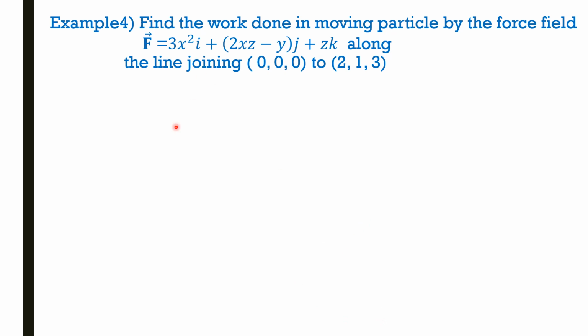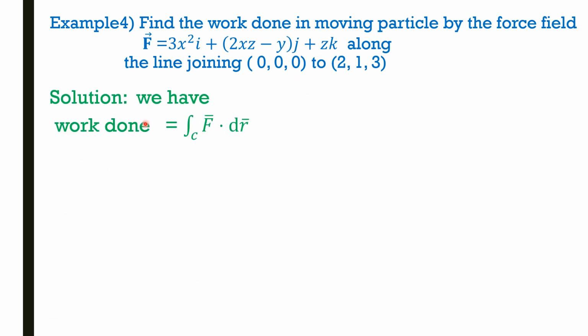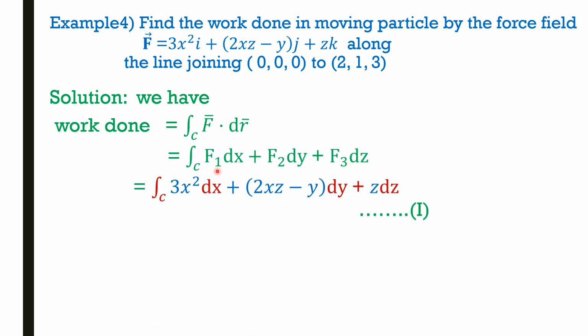Fourth example: find the work done in moving a particle by the force field F bar equal to 3x square i plus (2xz minus y) j plus z k along the line joining (0,0,0) to (2,1,3). Already we have seen this type of example. We use the two-point form to find the values of x, y, z in terms of t. Work done is equal to F bar dot dr bar, which is f1 dx plus f2 dy plus f3 dz. Substitute the values of f1, f2 and f3.